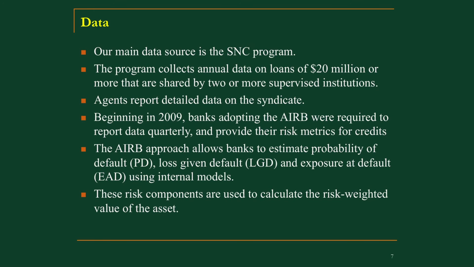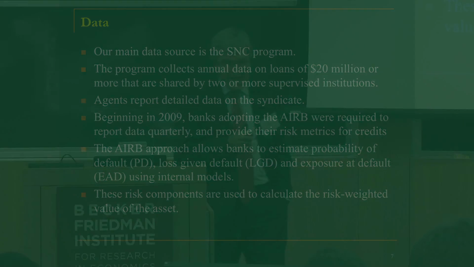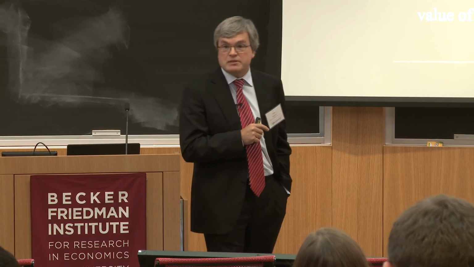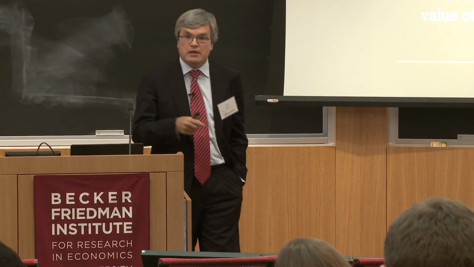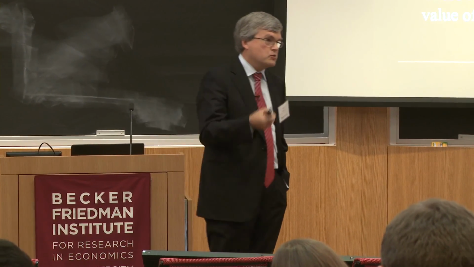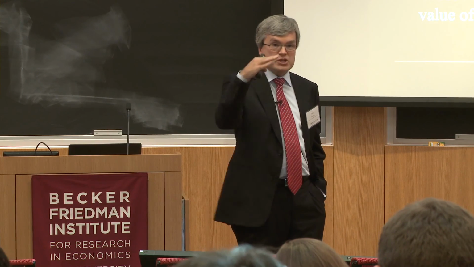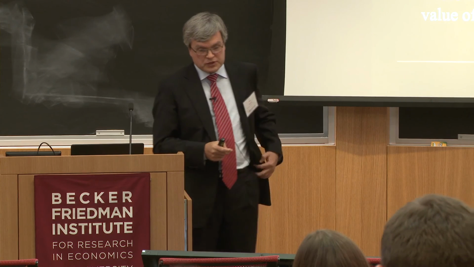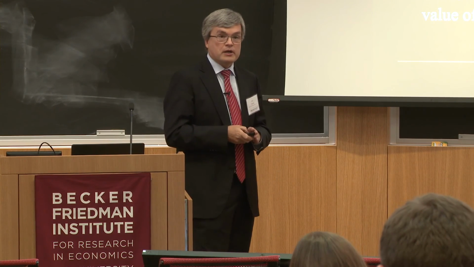Now, beginning in 2009, the banks who adopted the advanced internal approach were required to start reporting this data quarterly. And that's the group that's called the expanded reporters. In addition to that, they were required to report the risk metrics for the purpose of capital, meaning the probability, the exposure, and the loss given default for each credit. And that's what is used to compute the risk-weighted assets, and that's what we are going to use.